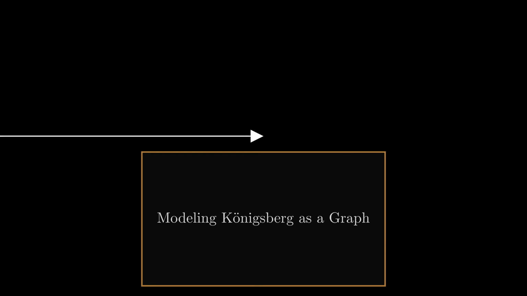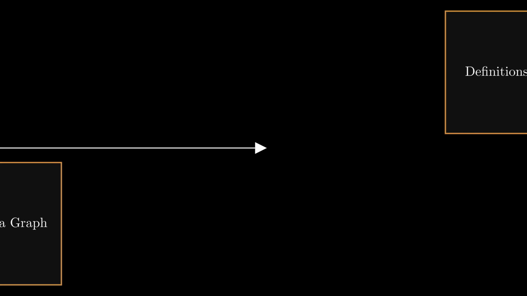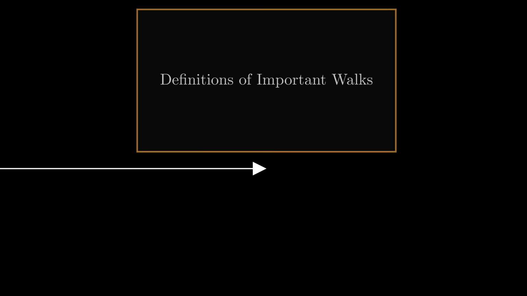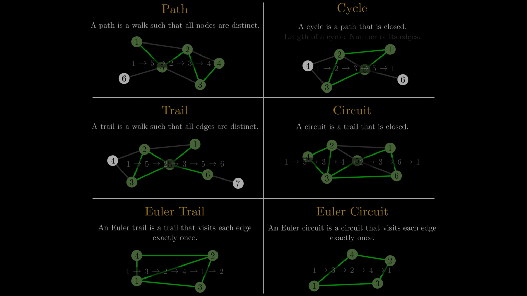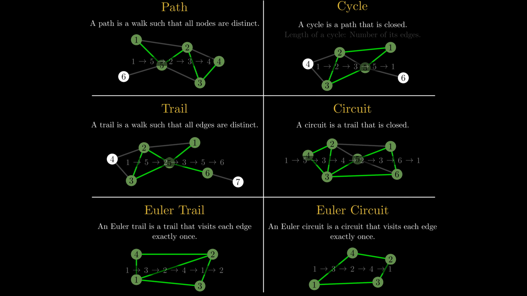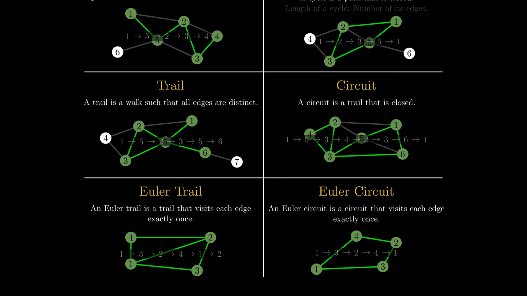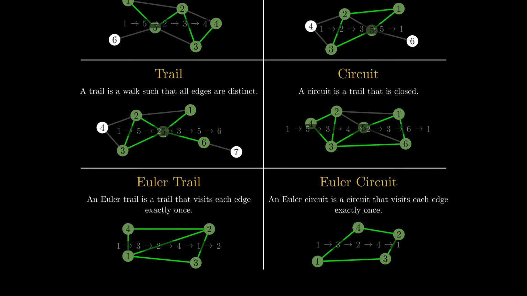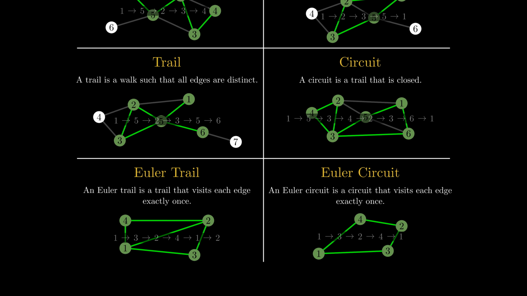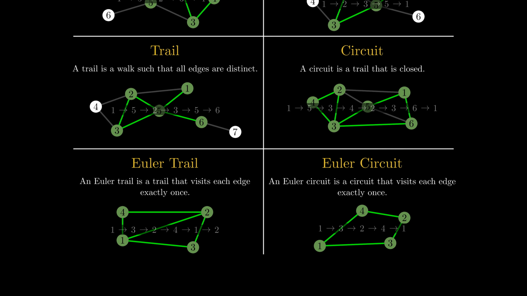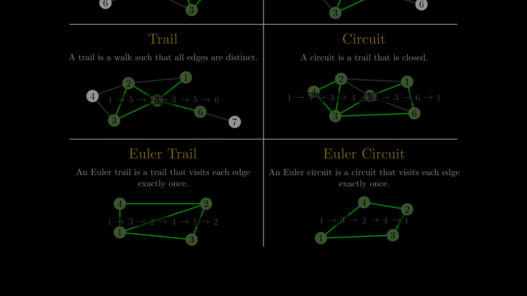In this context we considered some of the most fundamental definitions of walks in graph theory. Here it is important to point out that a tour through Königsberg that visits every bridge exactly once is equivalent to an Euler trail in the Königsberg graph if the starting and ending nodes are distinct, or to an Euler circuit otherwise.